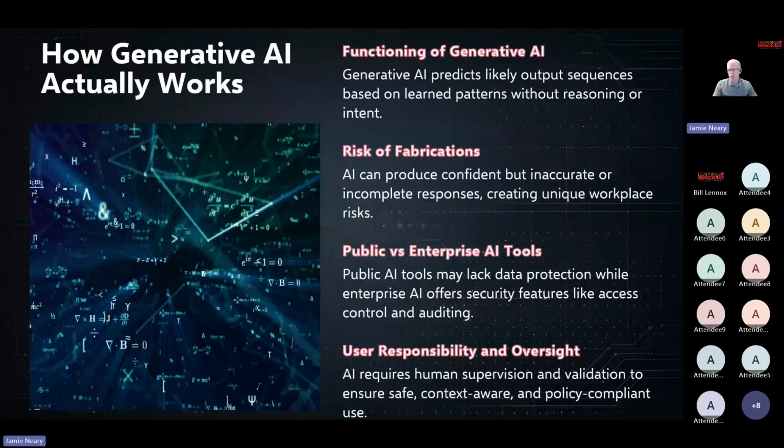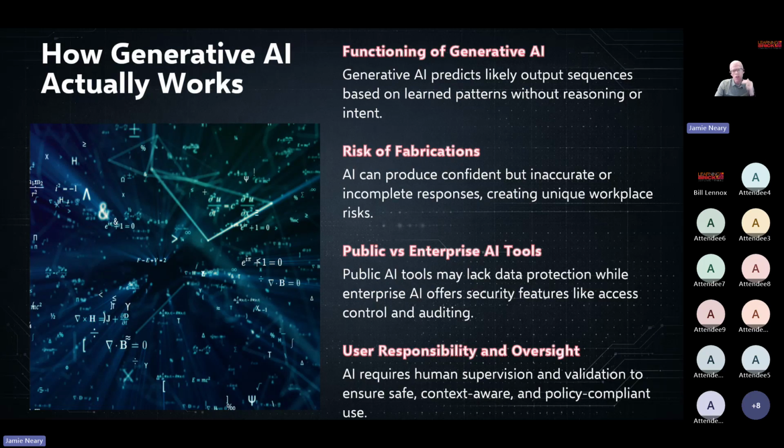Now, starting things off here with how generative AI actually works. Generative AI is basically about how the system generates responses. What is the system going to do? What is it, and what is it not?